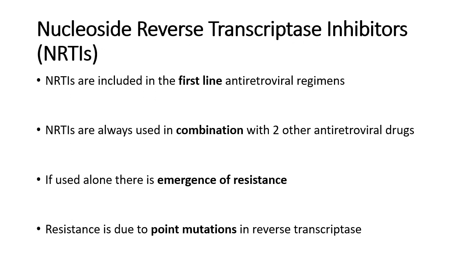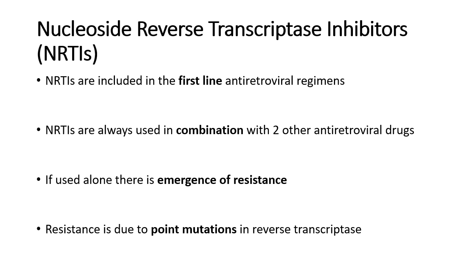So NRTIs are included in the first line antiretroviral regimens. As I told you, we use a minimum of 3 drugs, a combination of 3 drugs. One reason is enhanced efficacy and synergism. The second reason is to prevent the emergence of resistance. So in the first line antiretroviral regimens, NRTIs are always included, and please remember they are used in combination with at least 2 other antiretroviral drugs.